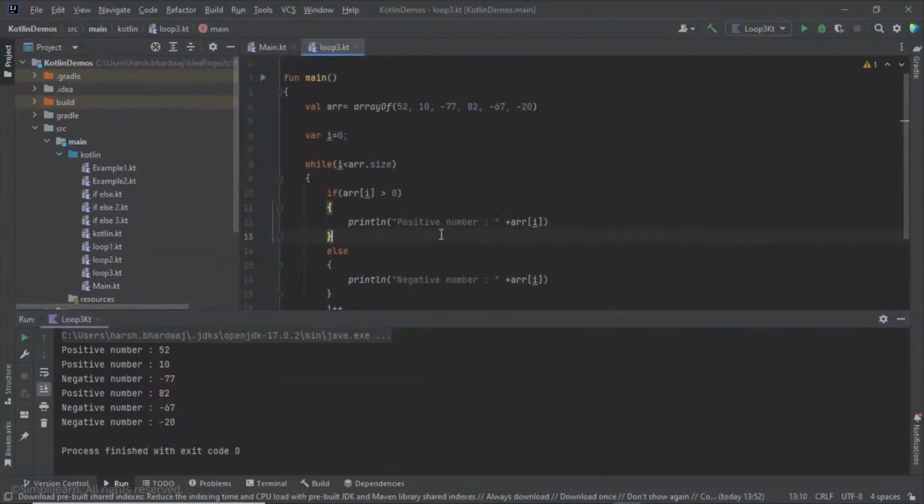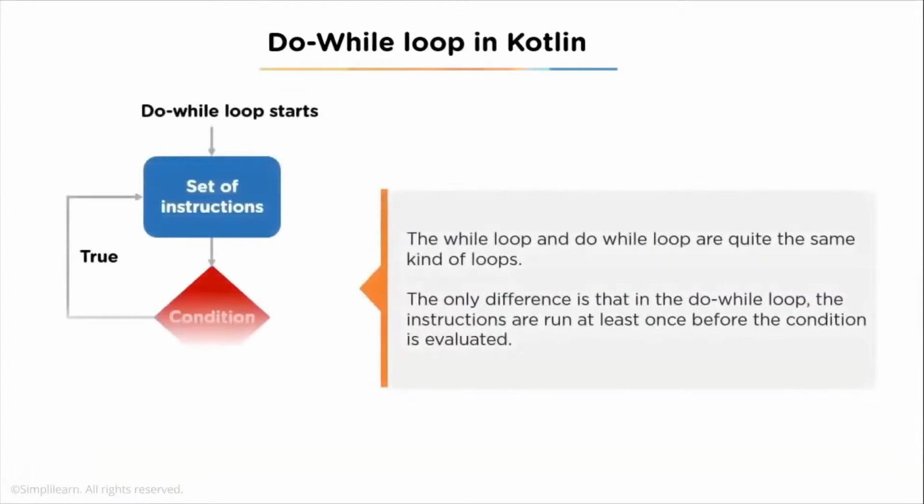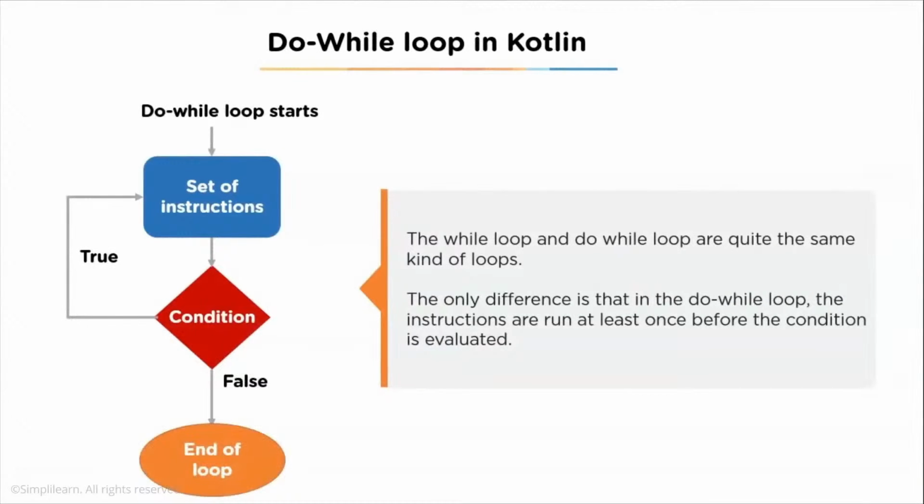Now let's move to the next loop, which is a do while loop. The while loop and do while loop are quite the same kind of loops. The only difference is that the function is run at least once before the condition is evaluated in the do while loop. The while loop, on the other hand, checks the condition before executing the function.